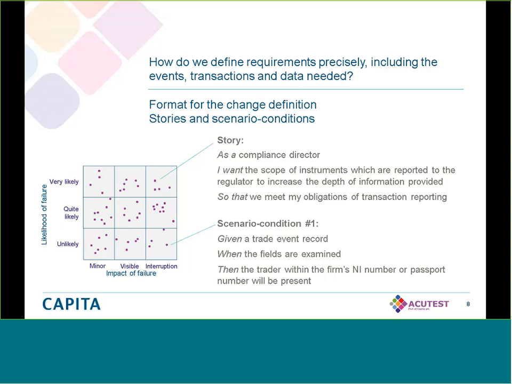So first of all, a story, and then for each story, assuming that you're going to develop them, you'll write a scenario condition in the form of given some precondition, when some event occurs, then a particular result takes place. So you can see here, given there's a trade event record, when the fields are examined, then the trader within the firm's national insurance number or passport number will be present. So we would encourage people to write these because they're really clear and they're really easy to debug, and they address Ajay's problem of, well, hasn't this always been a problem? The answer is yes. This is a really good way of dealing with it.